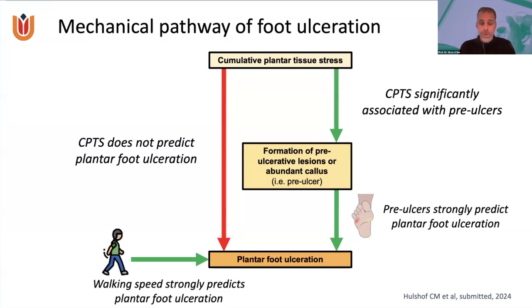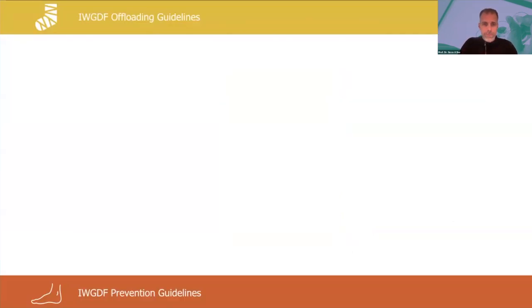And in this study, we could also find that walking speed is the other strong predictor of plantar foot ulceration. So these are quite easily obtained clinical parameters that determine that a foot ulcer develops, or at least are very strong predictors, and the mechanical pathway that I just explained through pre-ulcerative lesions is also confirmed here.